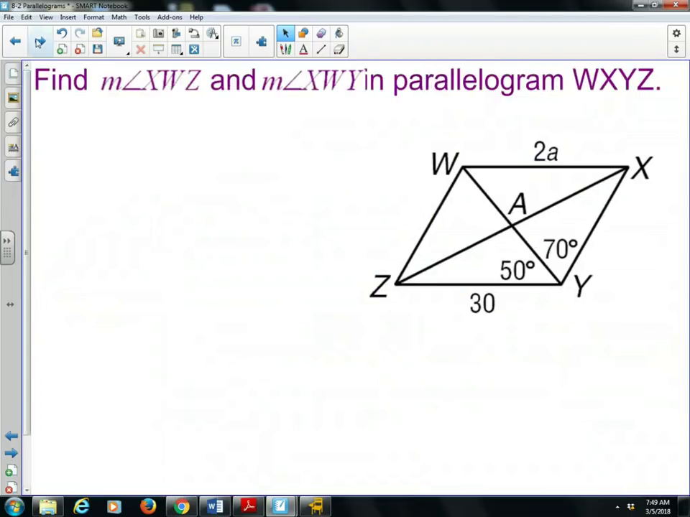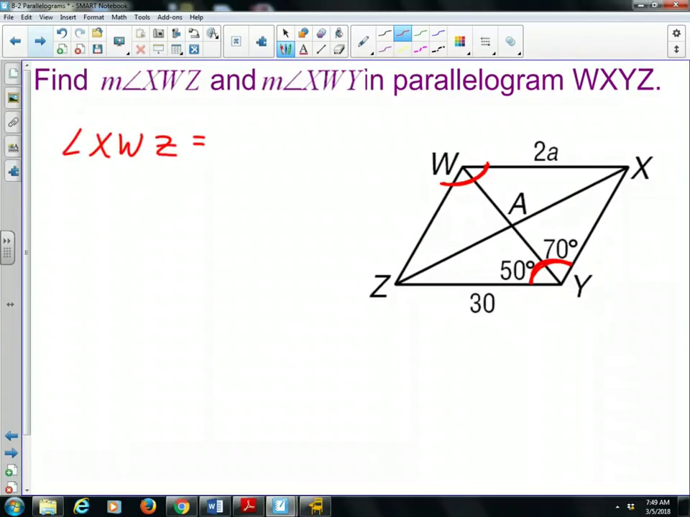Okay, so now let's answer some questions. WXYZ, let's find the measure of that. So what is the measure of angle XWZ? XWZ is this angle right there. Well, let's go back to some of our properties. One of the properties of parallelograms is that opposite angles are congruent. So class, do we know the measure of this angle? Sure we do, right? It's 50 plus 70. So the measure of XWZ is equal to its opposite angle, which is XYZ, and XYZ is 120. So that means XWZ also has to be 120 degrees.